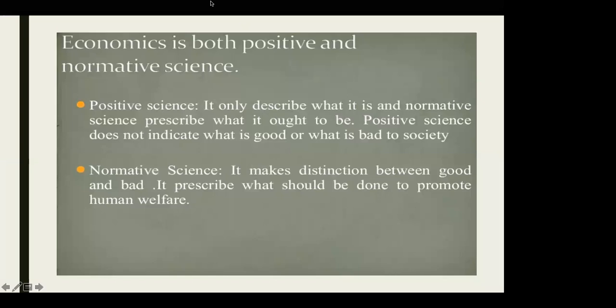And how do we take economics? Economics is both a positive and a normative science. Positive science only describes what it is, and normative science prescribes what it ought to be. Positive science does not indicate what is good or bad for society, whereas normative science makes a distinction between what is good and what is bad, and it prescribes what should be done to promote human welfare.